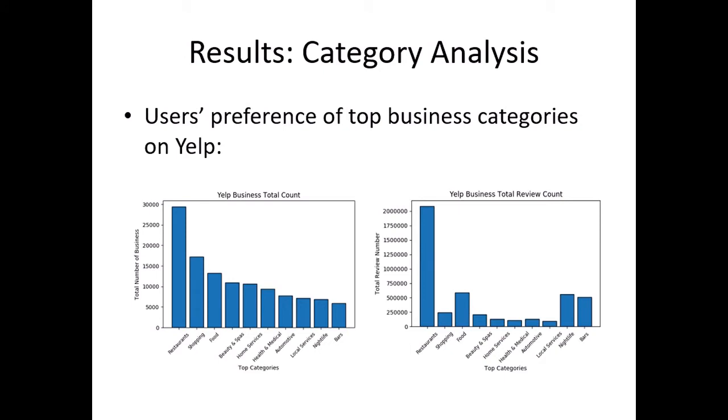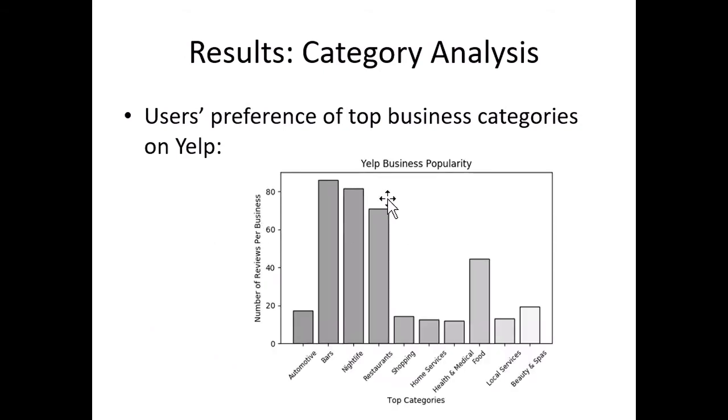reviews. This graph shows the combination of popularity and ratings of the businesses in each category. I define popularity as the reviews received per business in each category. For example, for the bars category, the popularity is 80, which means on average each bar receives nearly 80 or even 90 reviews.